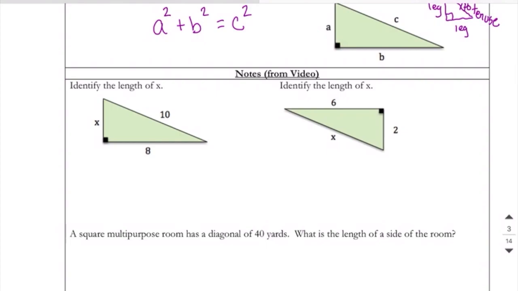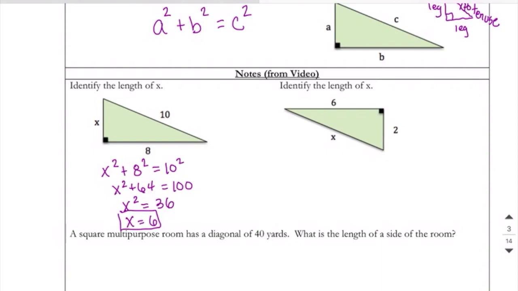So on this first example, it's a leg that we're missing, so we would say x squared plus the other leg, which is 8, 8 squared equals 10 squared, and we're just going to solve for x. Subtract your 64 over and you get x squared equals 36. Take the square root of both sides and you're going to get x equals 6.